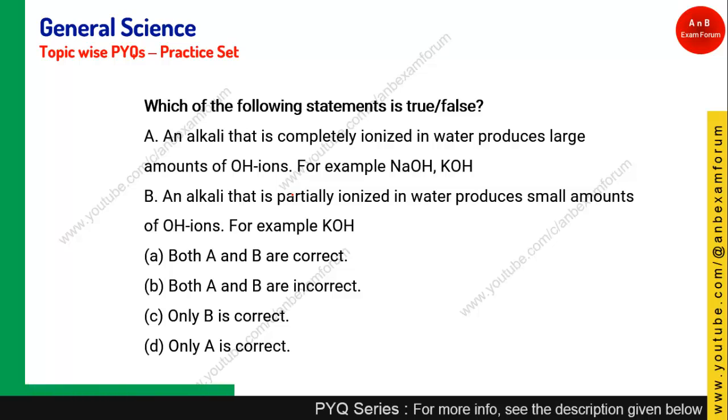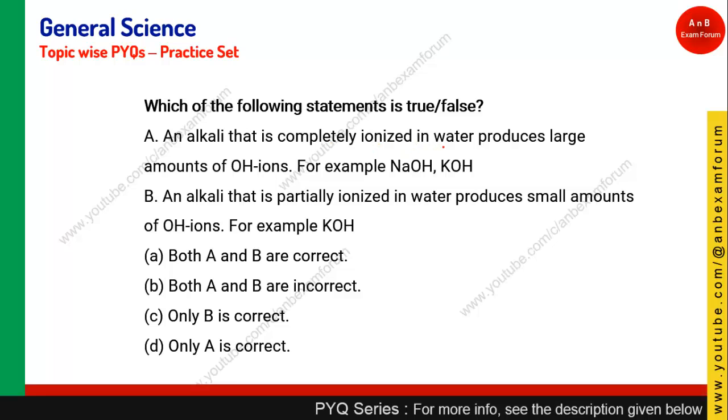Let's see the next question. Which one of the following statements is true or false? Let's read it carefully. An alkali that is completely ionized in water produces a large amount of hydroxide ions. NaOH and KOH, okay, this is true. An alkali that is partially ionized in water produces a small amount of hydroxide ions. This is also true. Both are correct? Let's see. So option D is correct.